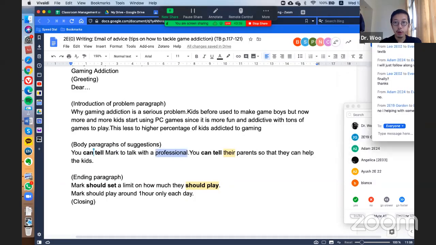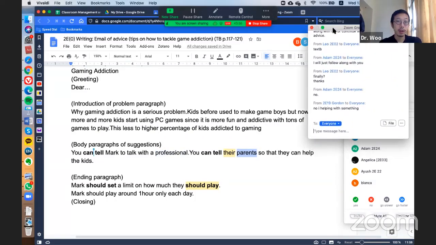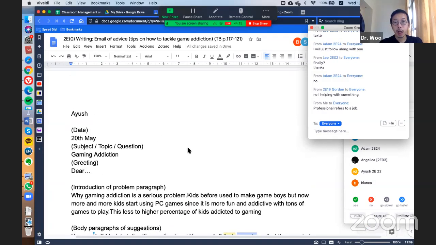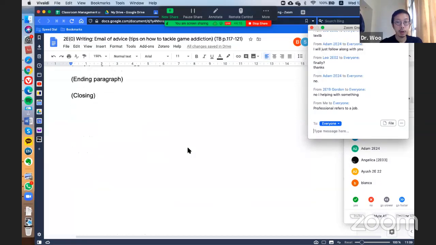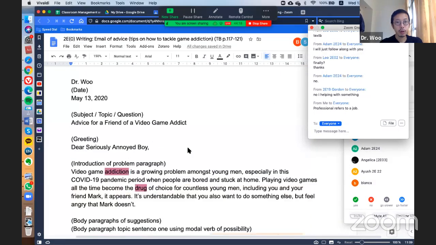Now, Dr. Ayush, this is a great opportunity to define what a professional is. What is a professional? Parents are not professionals. Parents are parents. Professionals are psychiatrists, psychologists, counselors, social workers, teachers. Professional refers to a job. So Dr. Ayush, I think your second sentence in your first body paragraph should be a definition.